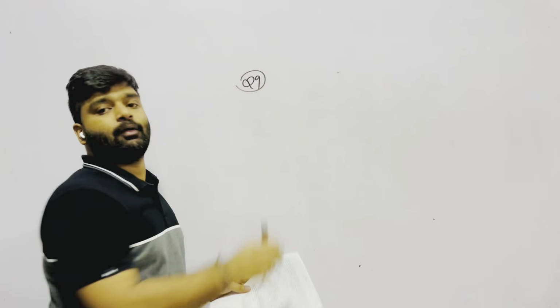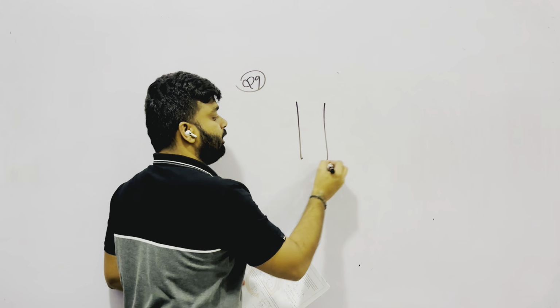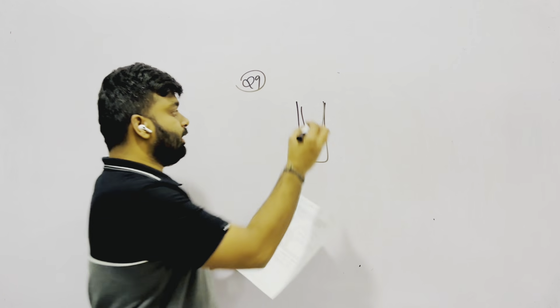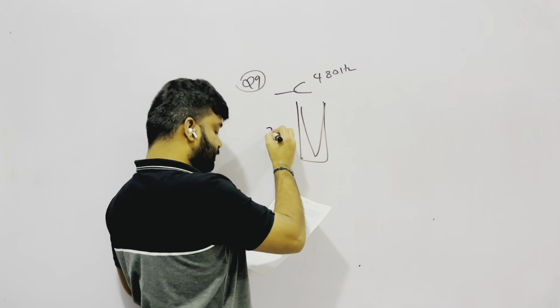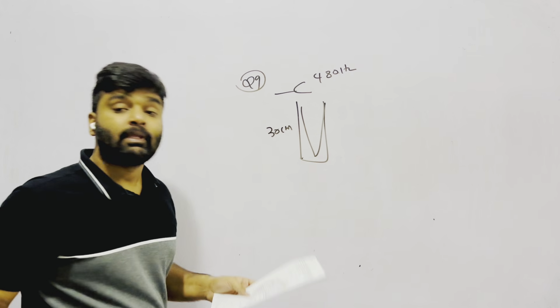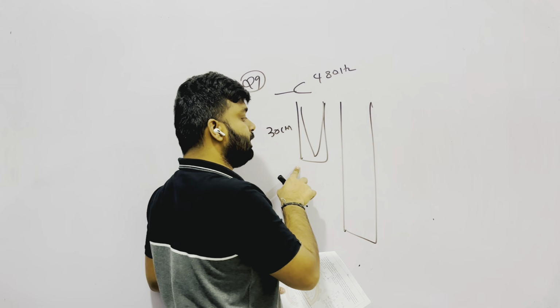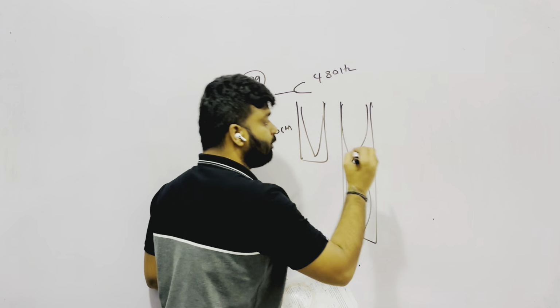Question number 9. Question number 9 is the application of practical 14, as we saw in question number 4. Initially, a resonance occurred for a tuning fork of 480 Hz at a length of 30 cm. The second time resonance occurred, this is the fundamental mode of vibration, and this is the first overtone.